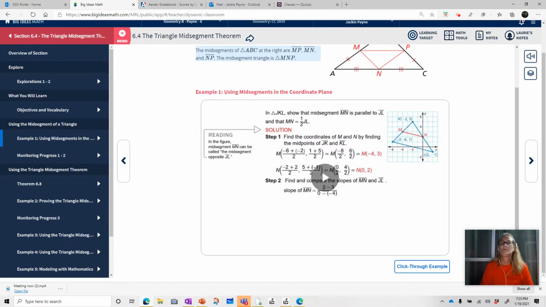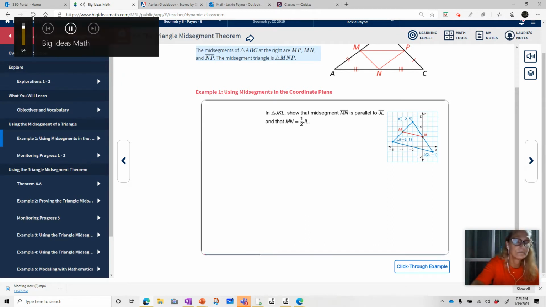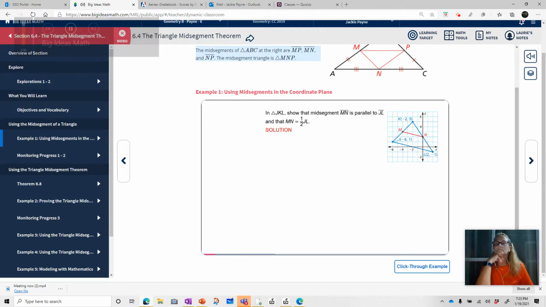So here's an example of how we can solve for a midsegment by using the coordinate plane. In triangle JKL, show that midsegment MN is parallel to segment JL and that MN is equal to 1/2 JL. Solution. In the figure, midsegment MN can be called the midsegment opposite segment JL. Step 1. Find the coordinates of M and N by finding the midpoints of segment JK and segment KL.